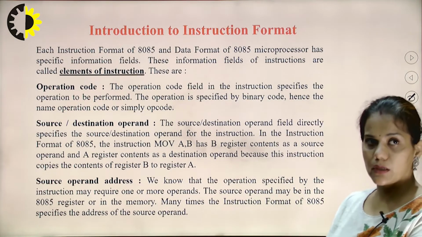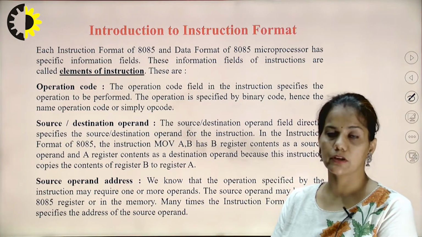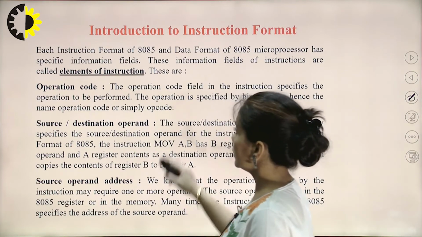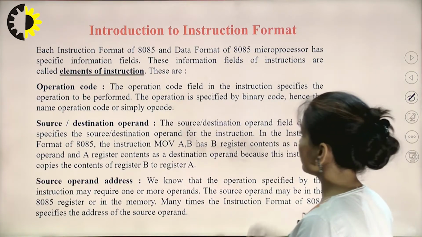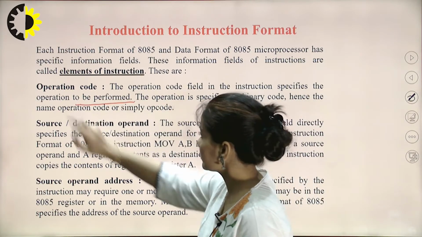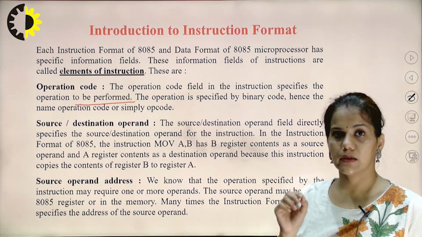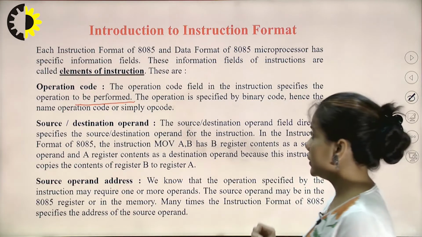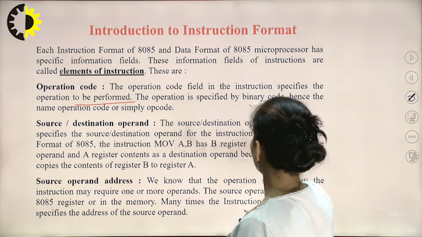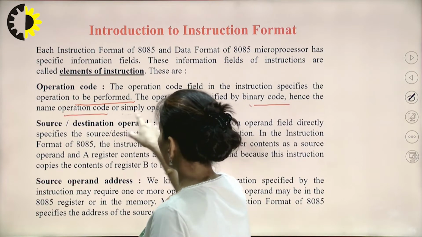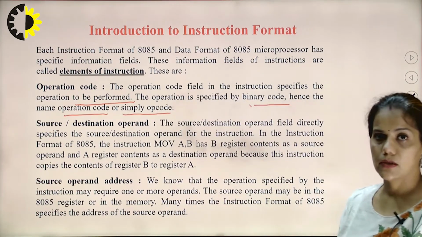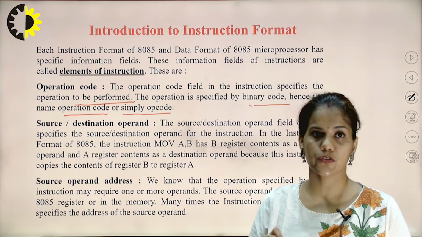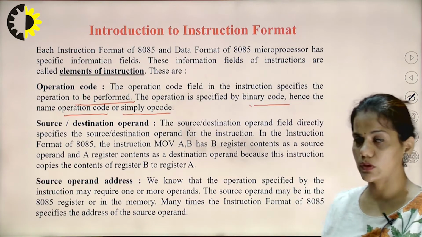Before going into details, let's see what are the important terms related to instruction format. What is operation code? The operation code field in the instruction specifies the operation to be performed. By understanding the operation code, the machine understands what it has to perform. The operation is specified by binary code, hence the name operation code or simply opcode. The machine always understands only binary language, that is the language of 0 and 1, known as the machine language.